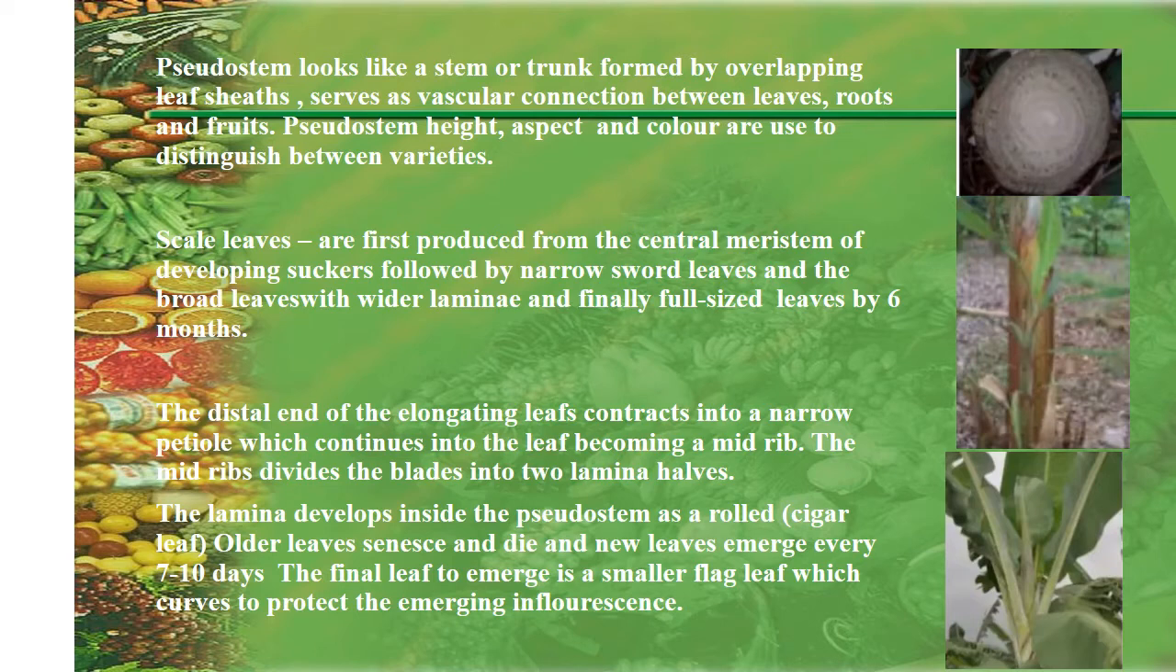The distal end of the elongating leaves contracts into a narrow petiole, which continues into the leaf, becoming a midrib. The midrib divides the blade into two lamina halves. The lamina develops inside the pseudostem as a rolled cigar leaf. Older leaves senesce and die, and new leaves emerge every 7 to 10 days. The final leaf to emerge is a smaller flag leaf, which curves to protect the emerging inflorescence.